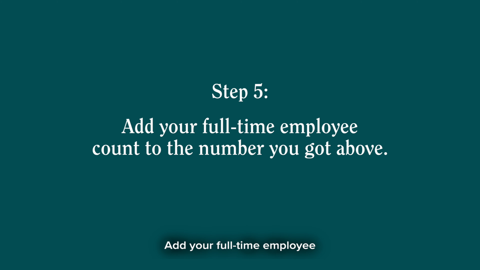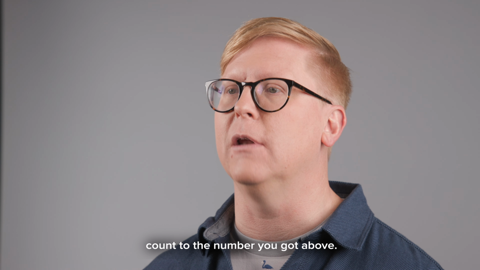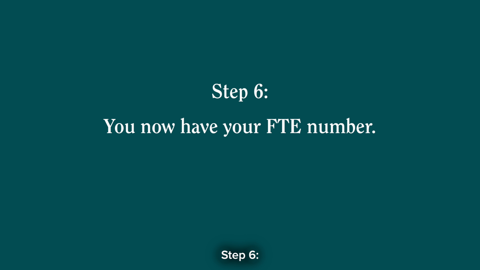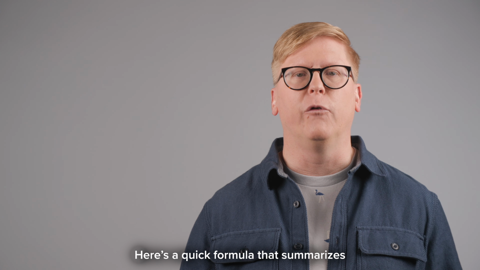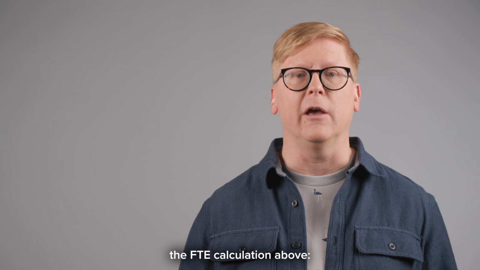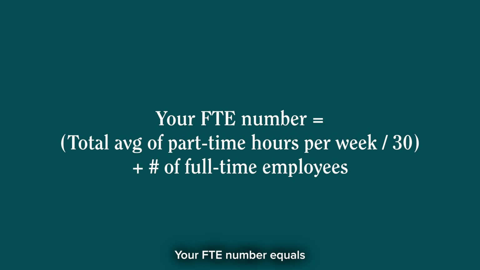Step 5, add your full-time employee count to the number you got above. Step 6, you now have your FTE number. And that's it. Here's a quick formula that summarizes the FTE calculation above. Your FTE number equals total average of part-time hours worked per week divided by 30 plus number of full-time employees.